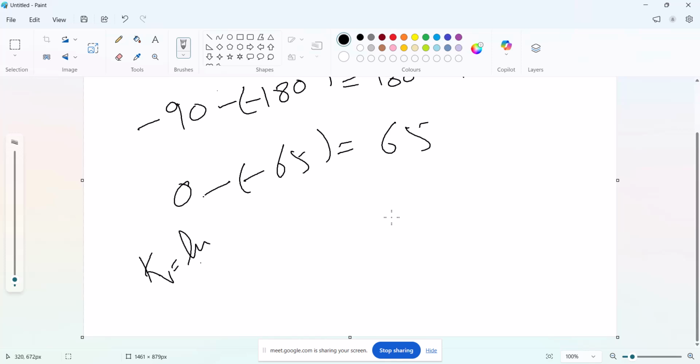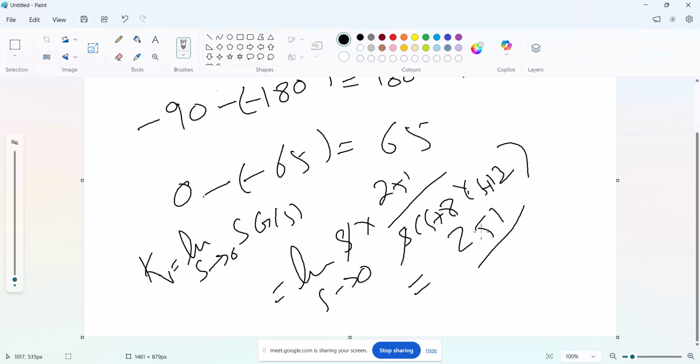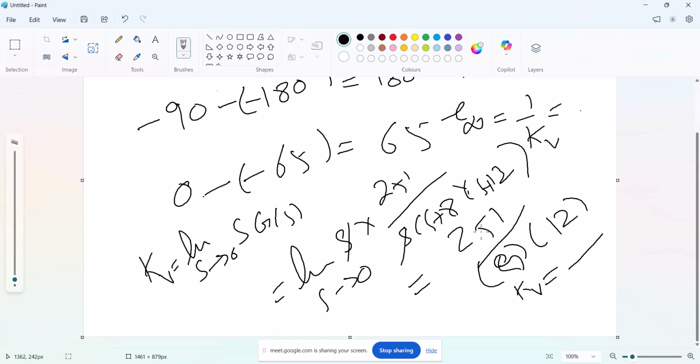Kv is equal to limit s approaches 0 of s into G of s, right? Limit s approaches 0 of s into 251 over s into (s plus 8)(s plus 12). Okay, so this s will get cancelled. From this I just make it 251 divided by, put s equals 0 here, 8 plus 0 is 8 and 12 plus 0 is 12. So solve this, you will get Kv, and after you get Kv, your e infinity will be 1 over Kv for the type 1 system. So this is how you will get your steady state error.